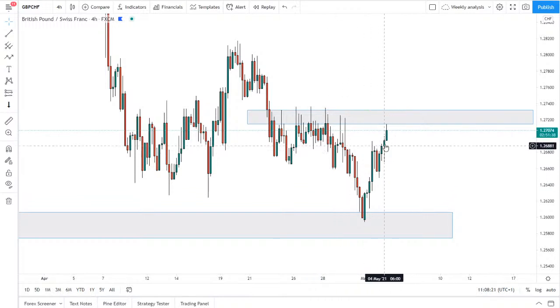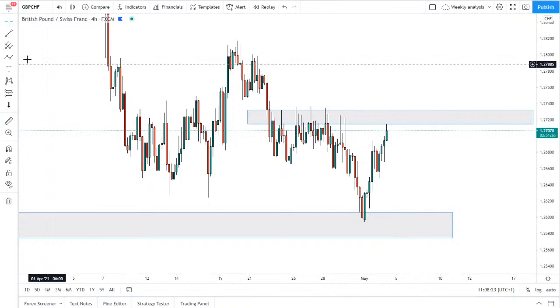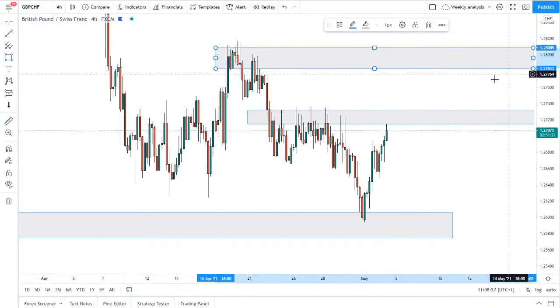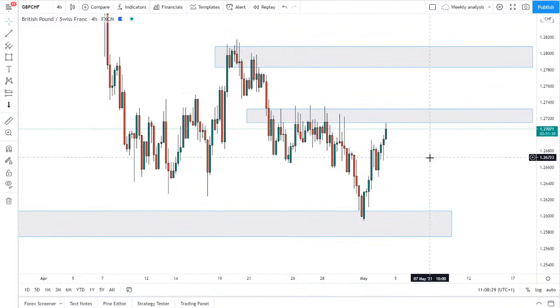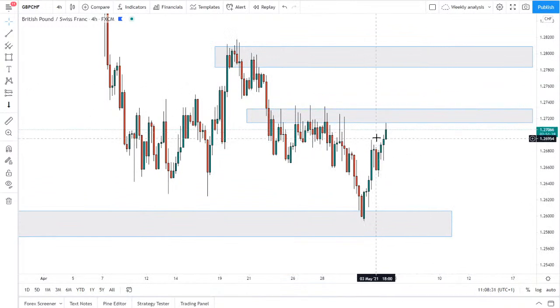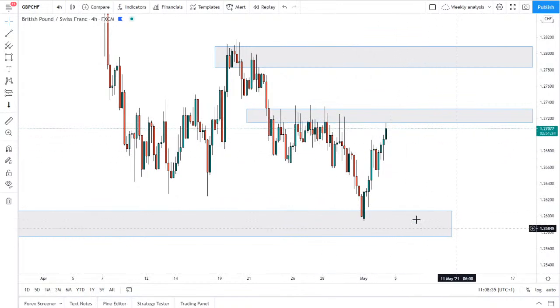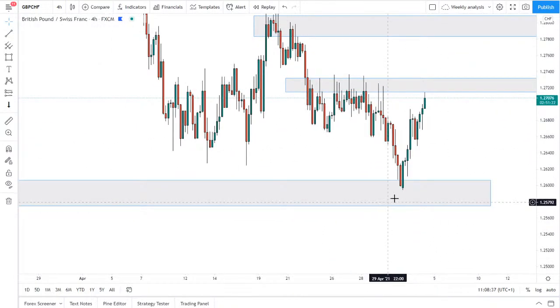Even though I do expect to see potentially a break of that area and a push back into this resistance here, I still wouldn't advise people to look to enter there, just because logically it doesn't really make sense entering at that resistance, but we could see another push back into that support. So GPCHF, we're testing this area here for the first time.